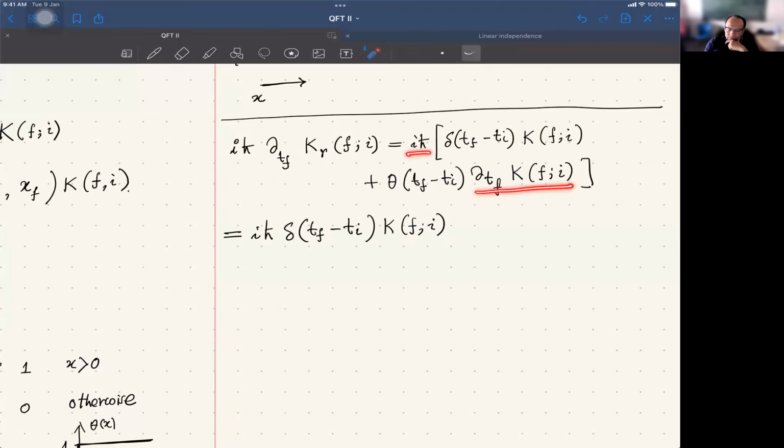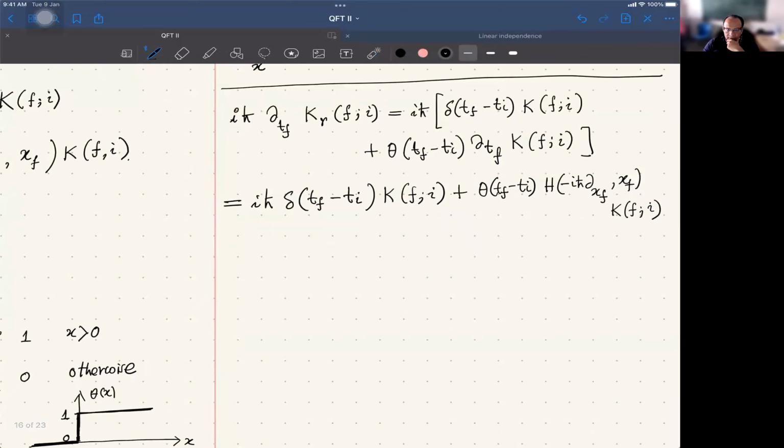So this is i h bar delta of t_f minus t_i times K, and this is theta times i h bar del/del t_f of K, whose result we already know, and therefore that will be theta of t_f minus t_i times H, minus i h bar del/del x_f, times K. So the final form has this theta of t_f minus t_i times K, but now this theta and K combined together give you the retarded propagator, K_R.